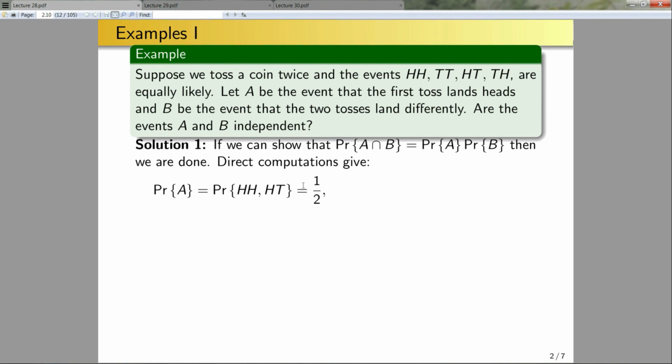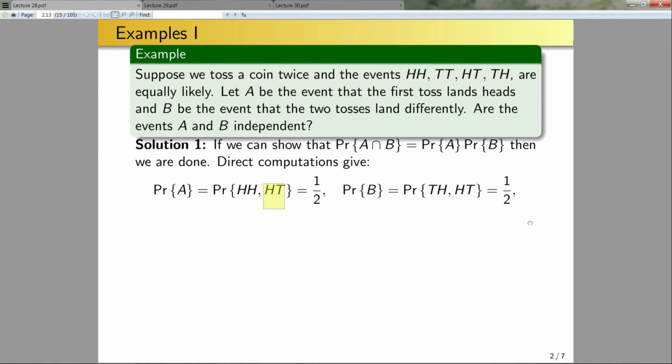Now I can do a similar thing for B. B is the event that the two tosses land differently, so the probability of B will simply be the probability of the set of these two events occurring. Again, uniformly distributed, so this is simply going to be 1/2. If things weren't uniformly distributed, then I would want to use the fact that these various events, say heads tails and tails heads, are mutually exclusive, and then I could say that's the probability of heads tails plus the probability of tails heads.